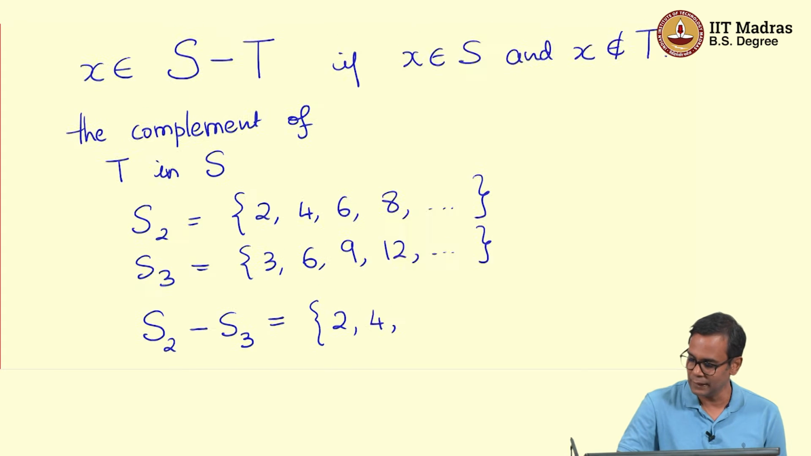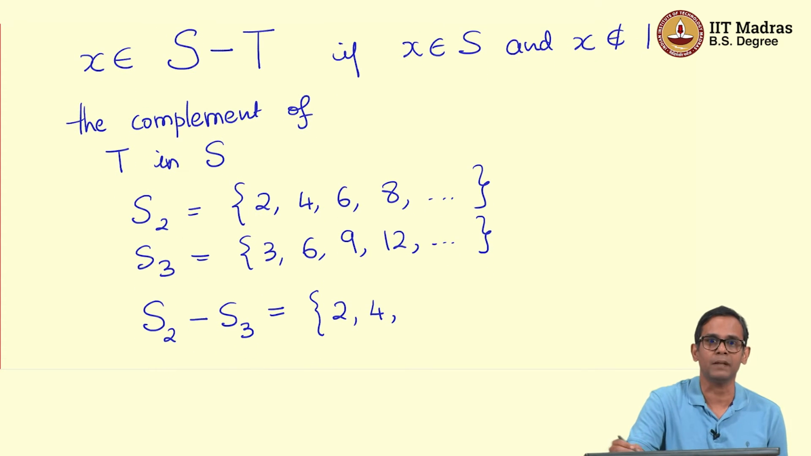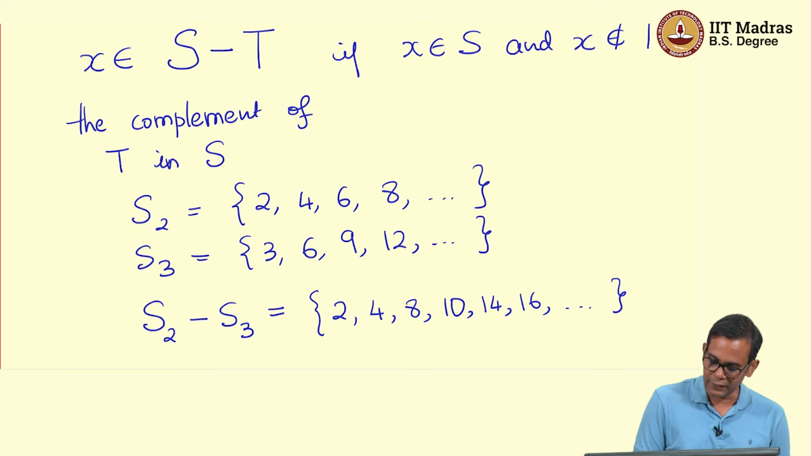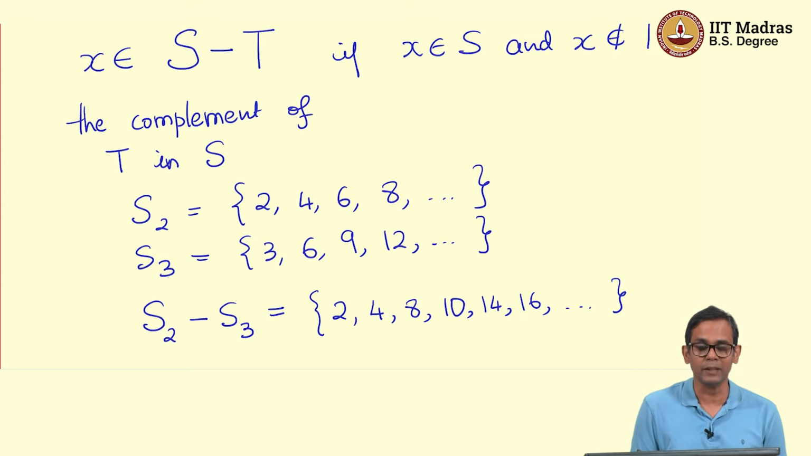The rule is x is in S2, but x is not in S3. So, 6 is not there, then 8, 10. Now, 12 again is a multiple of 3, so we leave it out, and then we go on 14, 16, 18 is left out and so on. So, the even numbers that are not multiples of 3 form S2 minus S3. I will let you think about what is S3 minus S2.